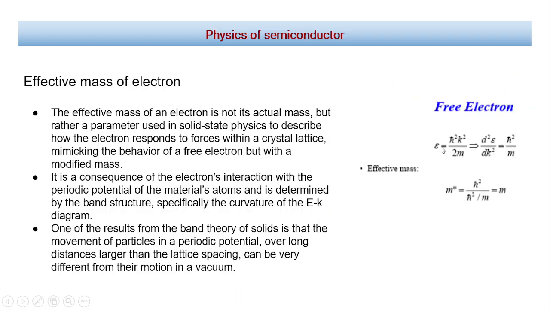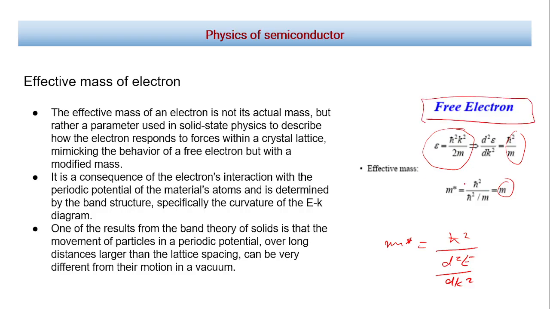For a free electron, energy is h bar square k square by 2m, and the effective mass formula we know is h bar square divided by d2E by dk2, the double derivative of energy with respect to wave vector. For a free electron, this is the value of energy. If we take the double derivative, we get this, and when we substitute, we get back the actual mass. So for a completely free electron, the effective mass is equal to its actual rest mass.